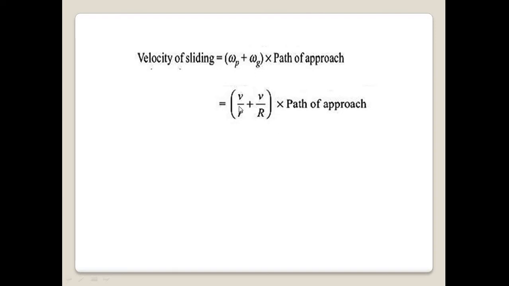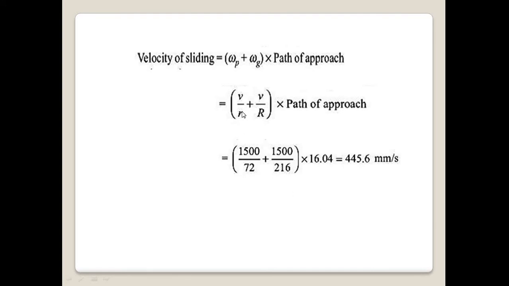In the problem they have given the linear velocity, and in the findings we already found small r and capital R. So directly put into the formula. Instead of omega p, put v by small r, the radius of pinion, plus omega g, instead of omega g put v divided by capital R. Here v is constant, that means the same for pinion and gear. Capital R is the radius of the gear, into the path of approach.